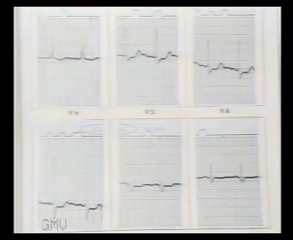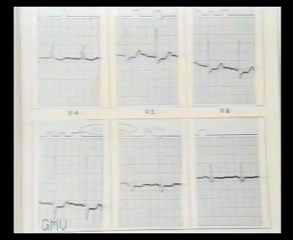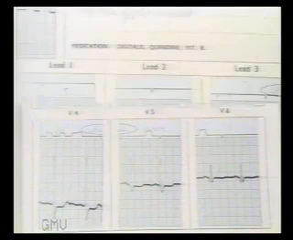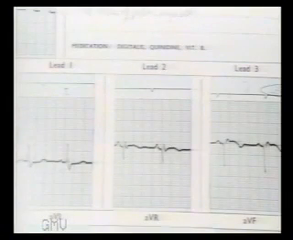Sometimes right bundle branch block may be associated with left anterior hemiblock because both bundles have common blood supply. This ECG shows RSR' pattern in V1 and broad shallow S wave in V5 and V6. So this is right bundle branch block. But in limb leads there is left axis deviation. So this is a right bundle branch block with left axis deviation or right bundle branch block with left anterior hemiblock.